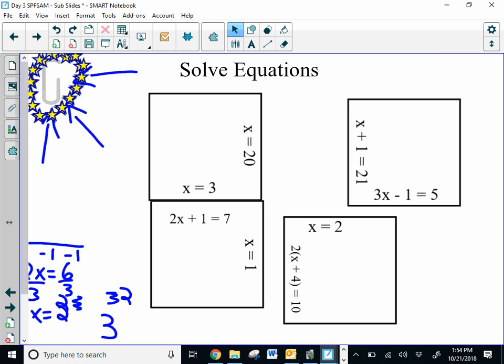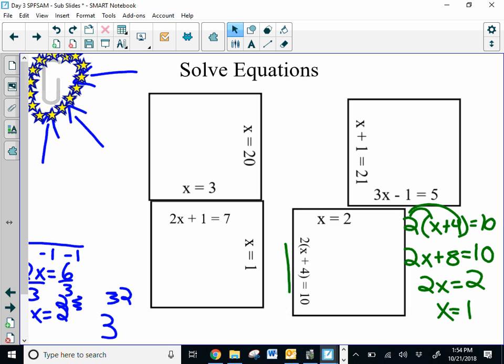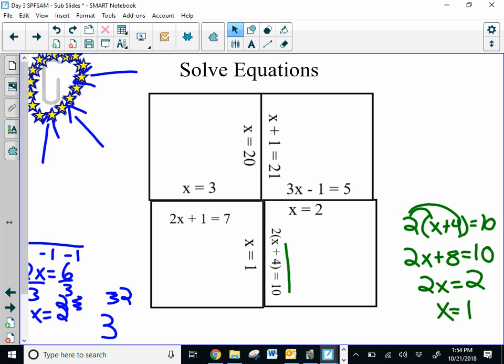So this one, let's look at this one right here. So we have 2 times x plus 4 equals 10. So I would distribute. So we'd have 2x plus 8 equals 10. Subtract 8 from both sides. 2x equals 2, or x equals 1. So then I'd have to match this up with this guy. And then, in this case, I only have 1 left, so this is easy for me. I just know it's got to go there.